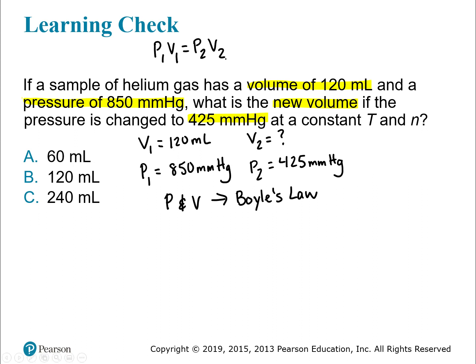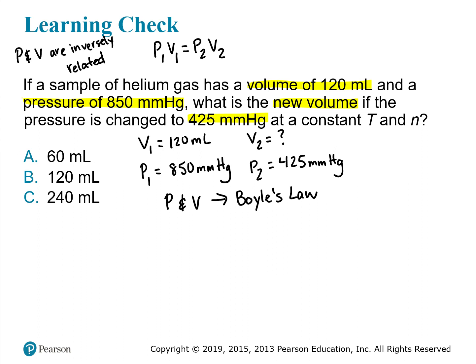Pressure and volume are inversely related. What that means is, if the pressure increases, the volume will decrease. If the pressure decreases, the volume will increase. Here, we start with a pressure of 850. Our final pressure is 425.